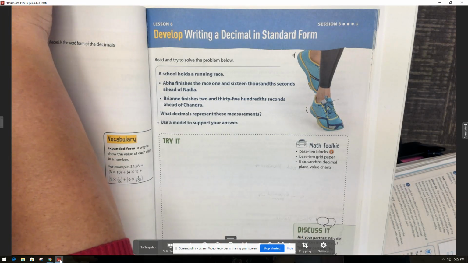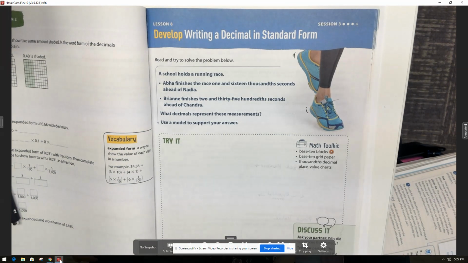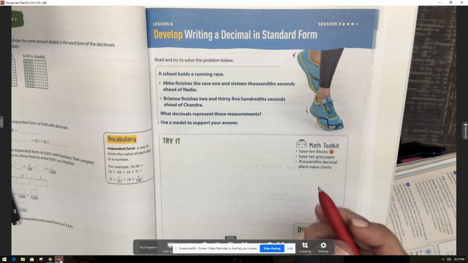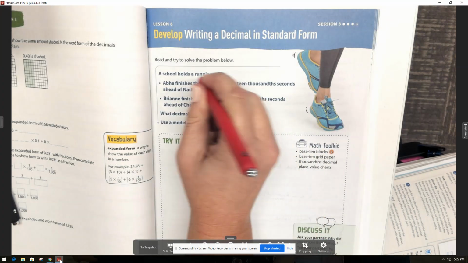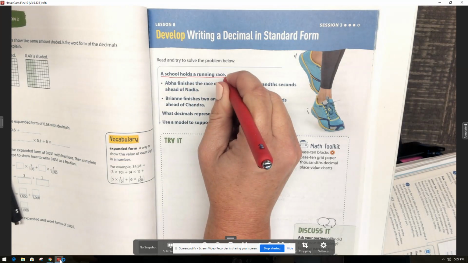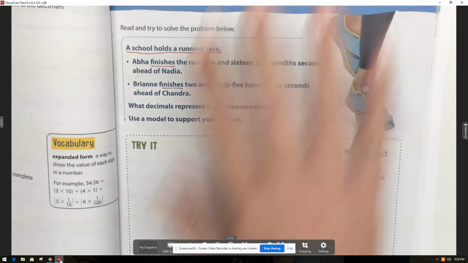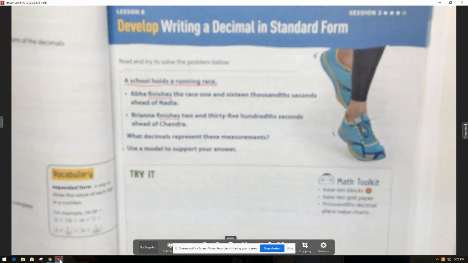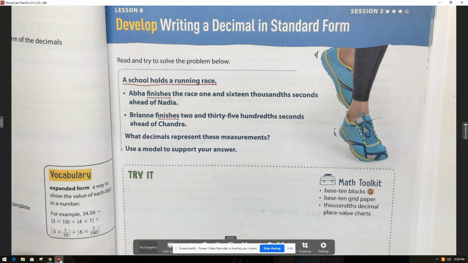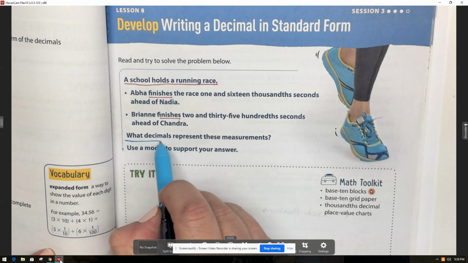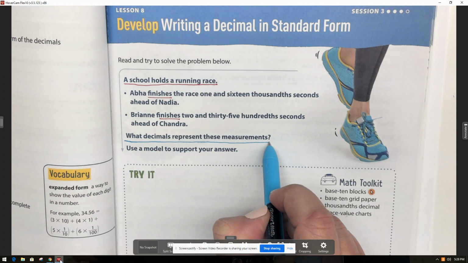So remember, we have our 3 questions. So the first question is, what is this problem about? So this problem is about a school that holds a race, and we have some finishers, okay? And they all finish in a certain amount of time. So that's what this question is talking about. Now, the next question is, what are we trying to find out? We're trying to find out what decimals represent these measurements.